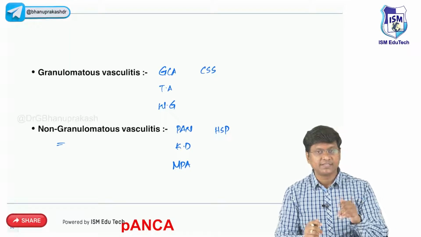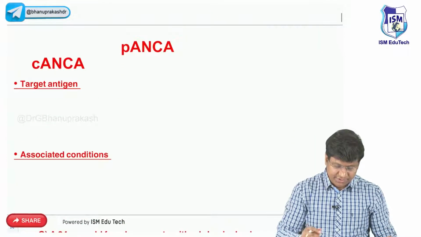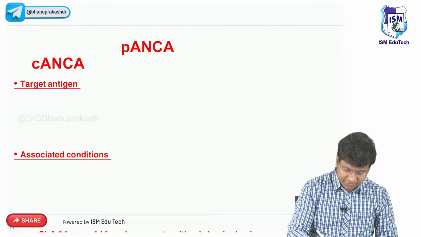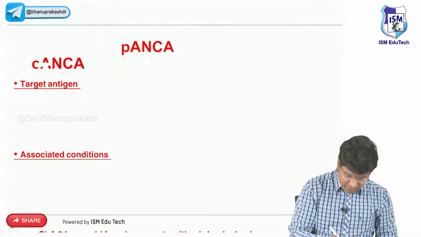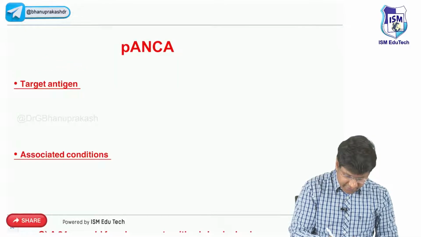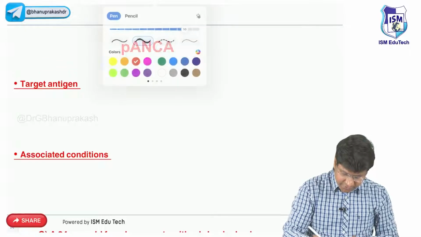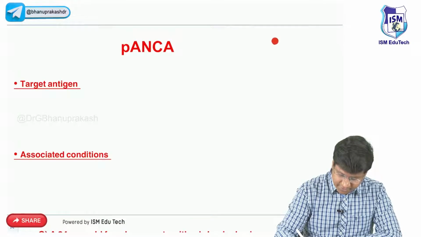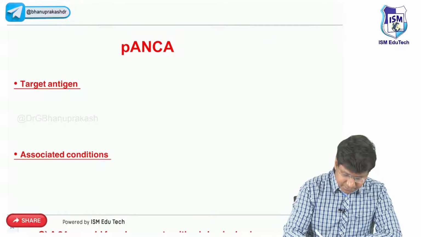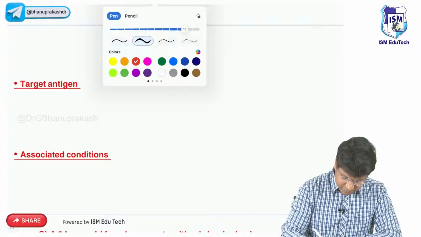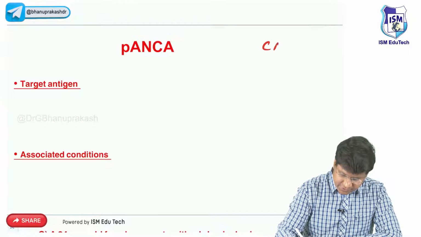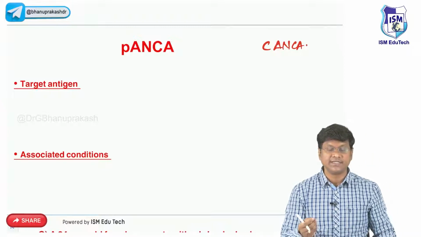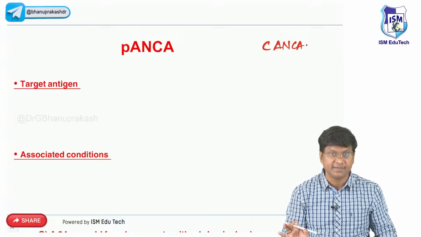Now, in case of vasculitis, another important classification is the type of antibody, right? So you should be aware of the antibodies. We have P ANCA and as well as C ANCA. So these two are the antibodies. What exactly is ANCA? That is anti-neutrophilic cytoplasmic antibody.